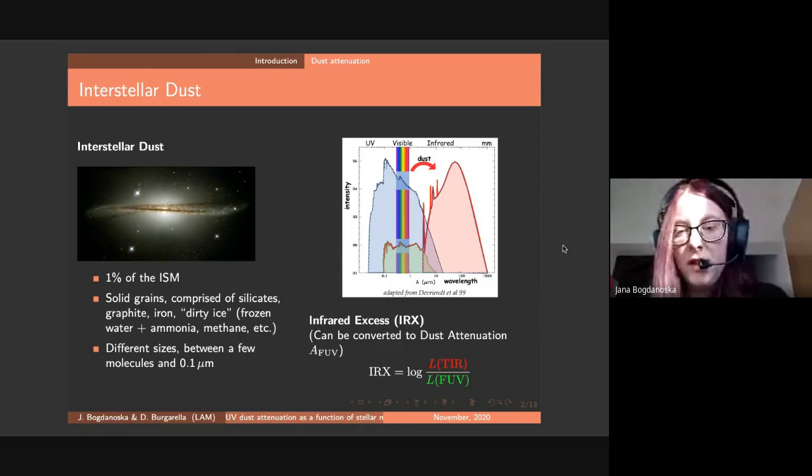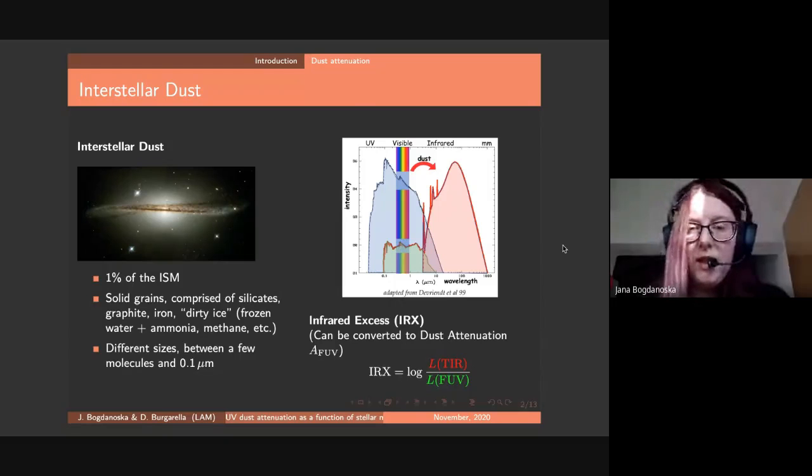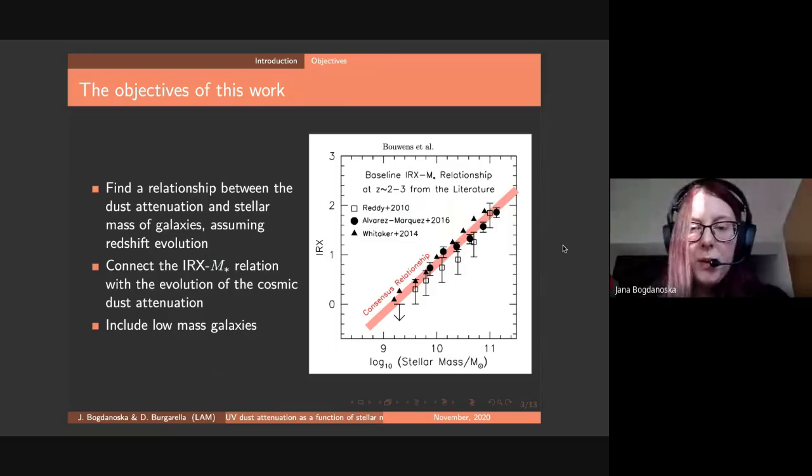So using this energy balance, we can get some estimate about how much of the light has been, in fact, attenuated. So I want to stress that this is an observational quantity, and as you can see also on the picture on the left, it's not directly indicative of the amount of dust in the galaxy, but it's a more complicated optical process. What we're interested in more specifically in this work is to find the relation between the dust attenuation or the infrared excess with the stellar mass.